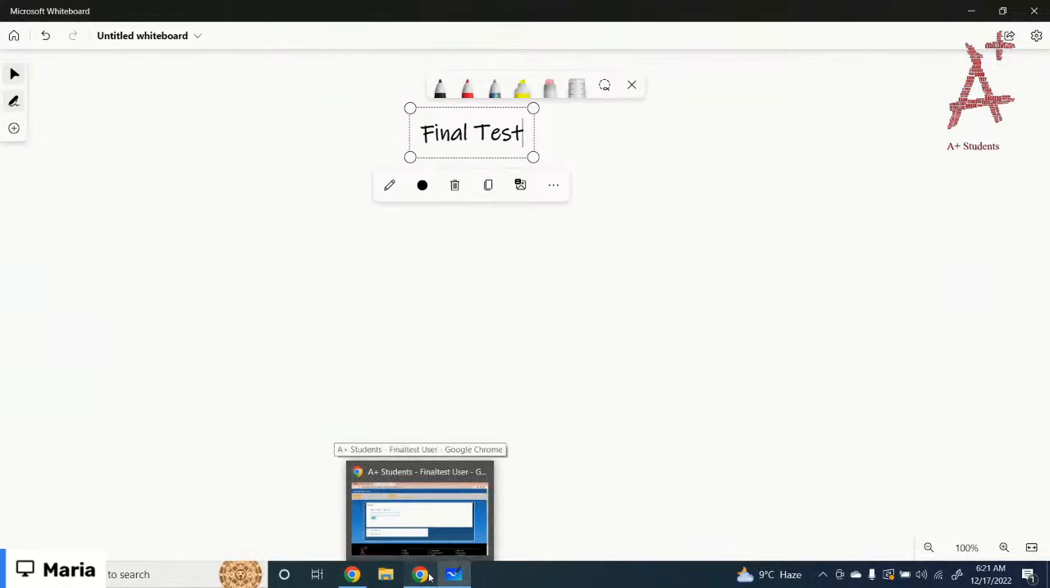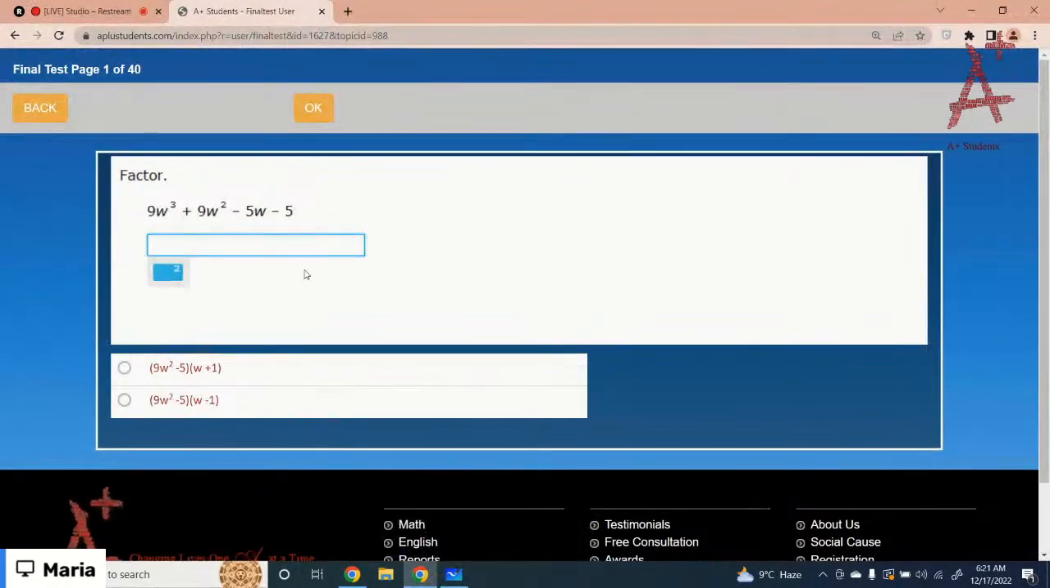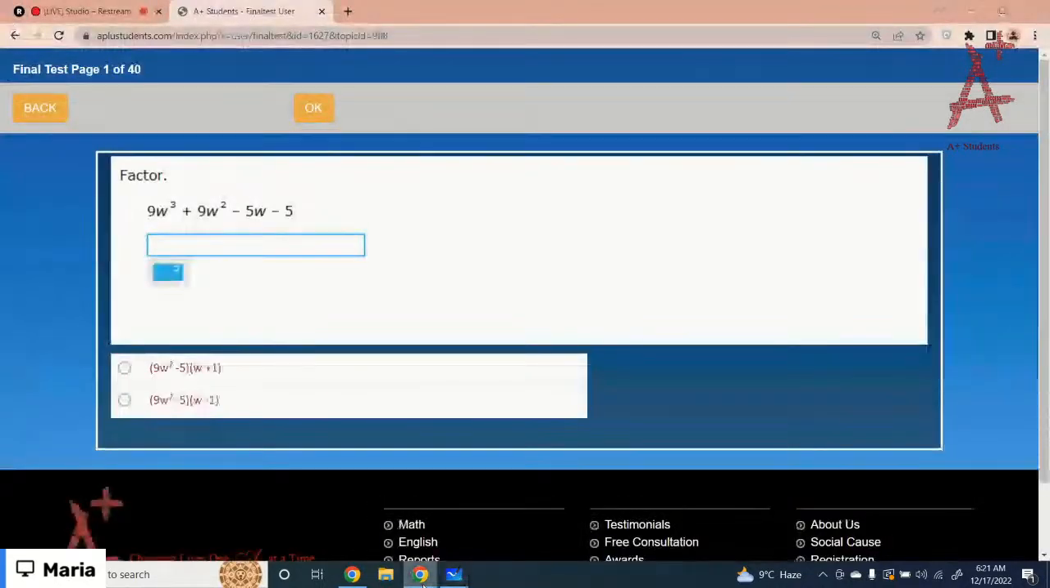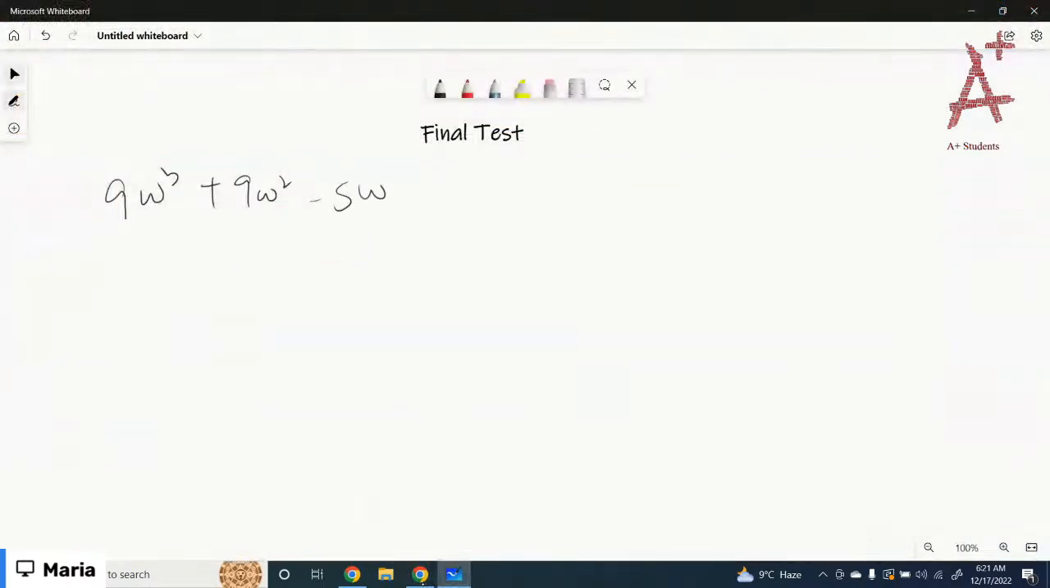Okay, factor 9w cube plus 9w square minus 5w minus 5. That is the one we just completed in the lesson. It would be 9w cube plus 9w square minus 5w minus 5.